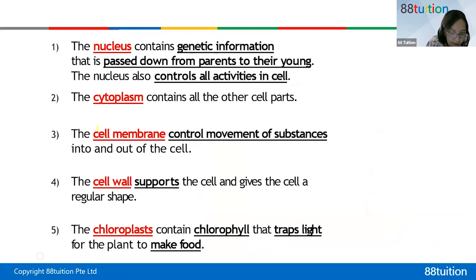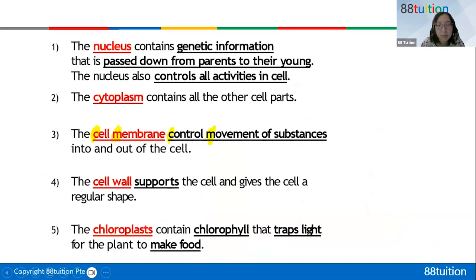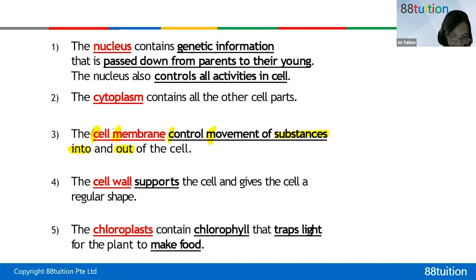Now, cell membrane starts with C and M. So you will give them back the C and the M. Control movement. Movement of what? Movement of substances. Movement of substances into the cell and out of the cell. So cell membrane, let me write here. Right, so there's a C, there's an M.